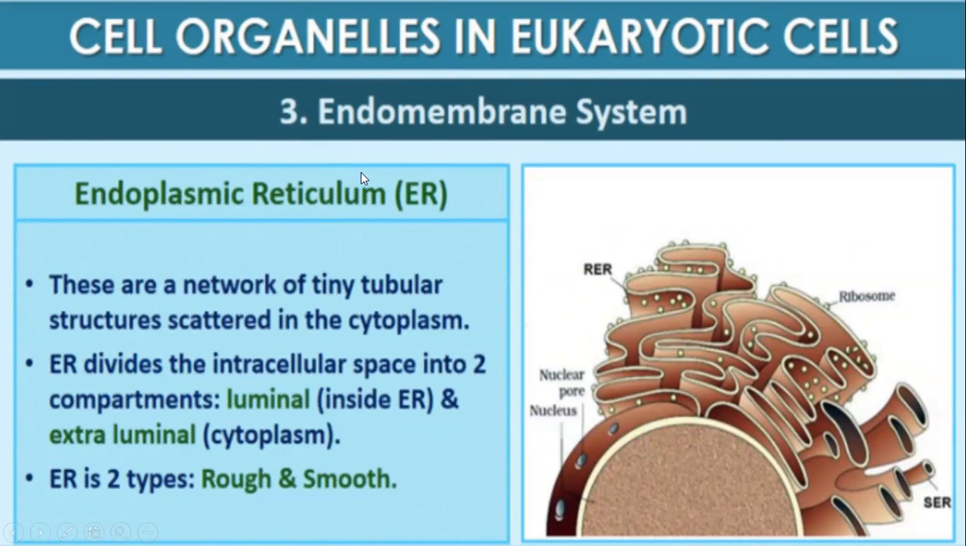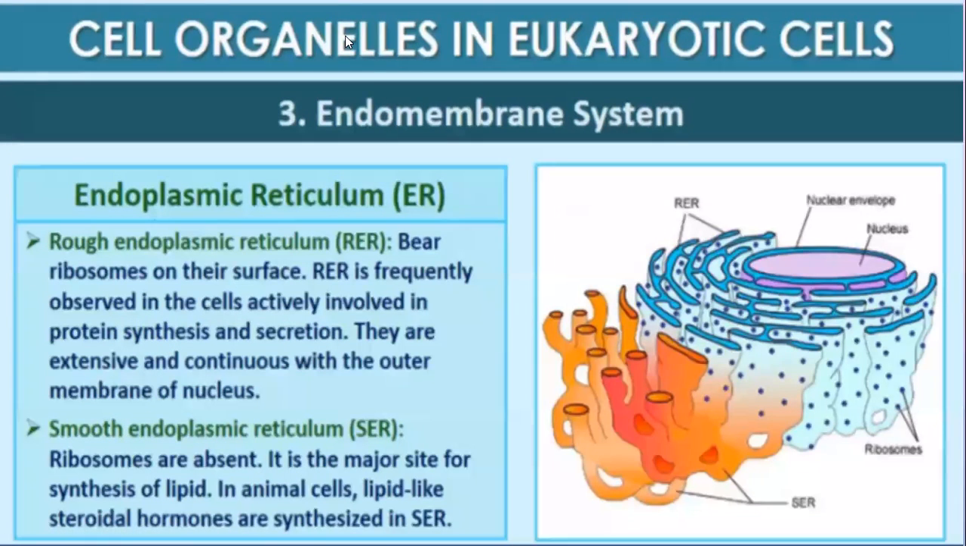Then what about the endoplasmic reticulum? It is a structural or supportive framework of a cell. It divides intracellular space into two components, the luminal and the extraluminal, that is the inside of the endoplasmic reticulum and the cytoplasm. This endoplasmic reticulum is of two types, the RER and the SER, rough endoplasmic reticulum and smooth endoplasmic reticulum. How are the rough and smooth endoplasmic reticulum formed? If ribosomes are present on the surface of the endoplasmic reticulum, it is known as rough endoplasmic reticulum. And if the ribosomes are detached from the surface, then we say it is smooth endoplasmic reticulum. Clear with that?